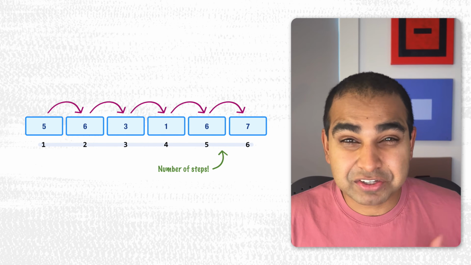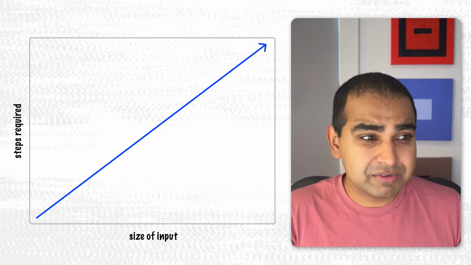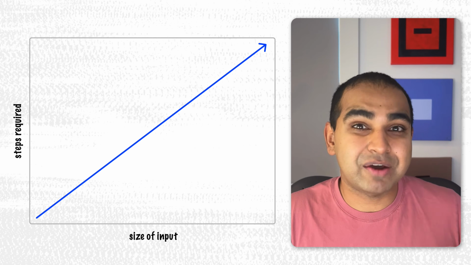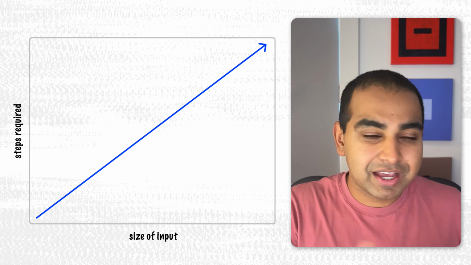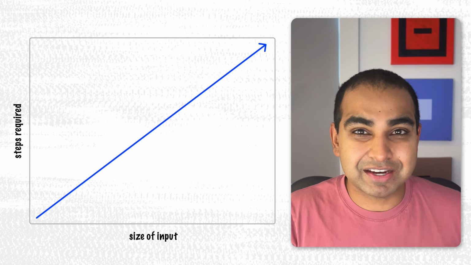input. And if we had to actually graph this out or plot this, you can see that on the x-axis we have the size of input, and the number of steps required, in this case counting each digit, is on the y-axis, and it's a straight line. The larger a number, the more steps are required to count how many items there are.